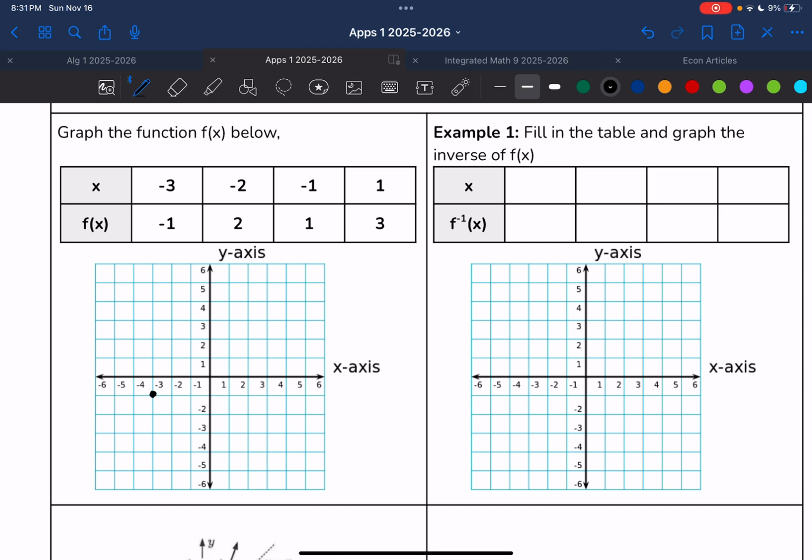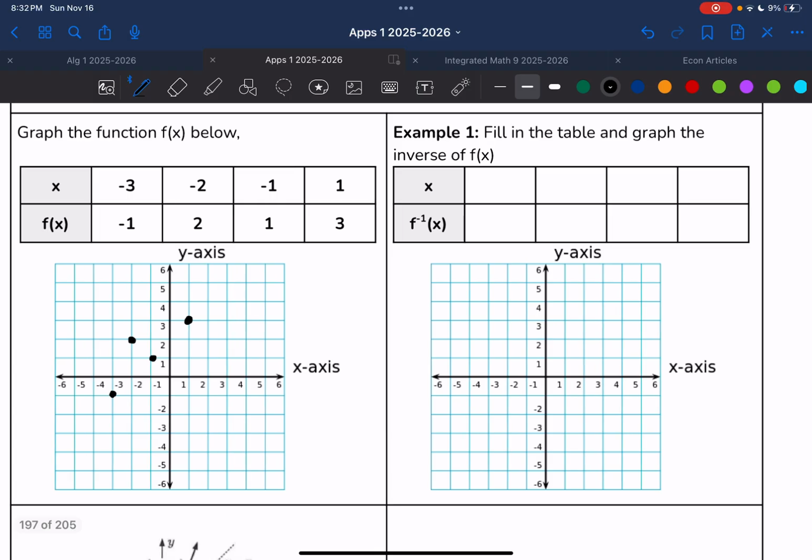It's -3, -1, -2, 2, -1, 1, and then 1, 3. So it's defined at those 4 points there. Now let's think about what would the inverse of this look like. Well, we know to find the inverse, we swap the domain and range. So that means now when x is -1, y has to be -3.